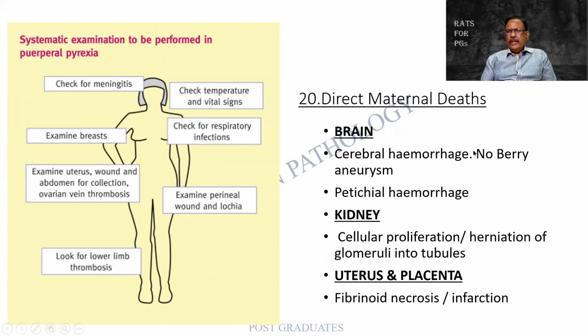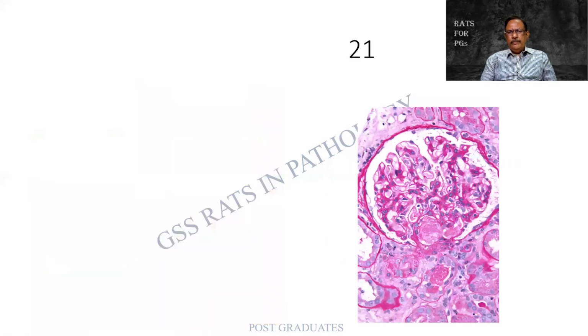In the brain, there can be a cerebral hemorrhage. There can be an aneurysm from it. So this has to be ruled out. Petechial hemorrhages can be present. It can be because of septicemia or disseminated intravascular coagulation. In the kidney, there is a cellular proliferation, and a beautiful term has been used: herniation of the glomeruli into the tubules. Beautiful. Let us see what it means. In the uterus, there can be fibrinoid necrosis or the infarction. That can be seen in the placenta also. Many a time we do see it in the placental examination.